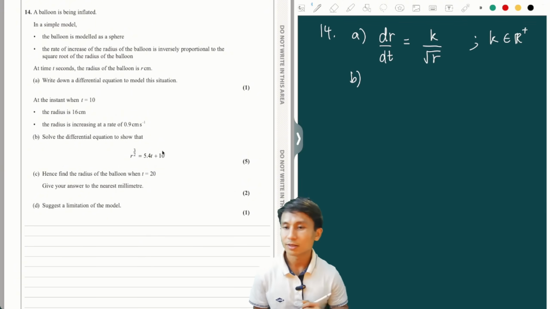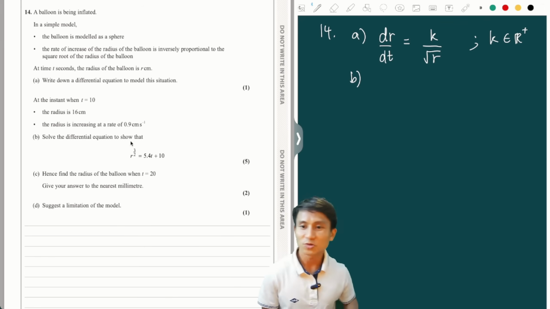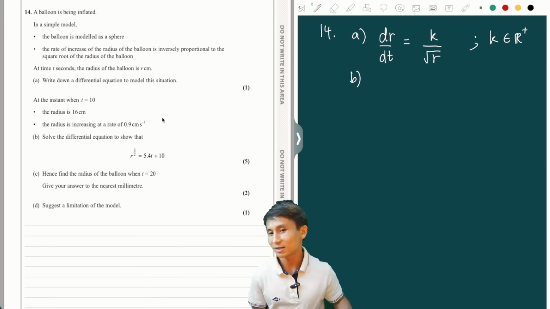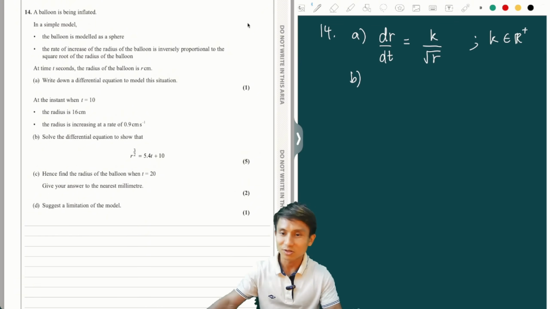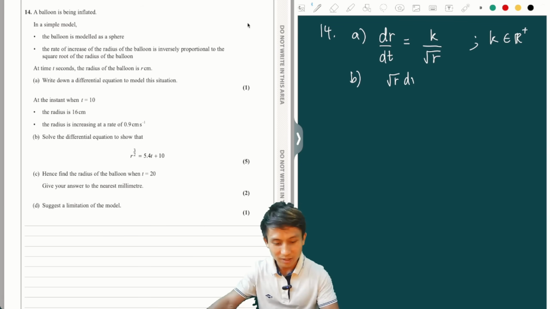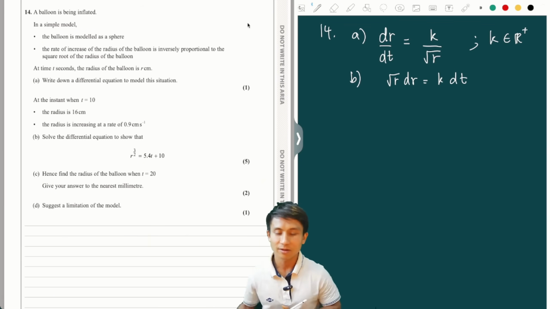And then b. At the instant when t equals 10, the radius is 16. The radius is increasing at the rate of that. Solve the differential equation to show that. Okay. So we have two conditions here at time equals 10. We've got to be careful. We'll make use of that later. At first, we need to separate the variables. So we do root r dr equals k dt. Just separate the variables. Let me just check again. Inversely proportional. Yeah, I'm happy with that.